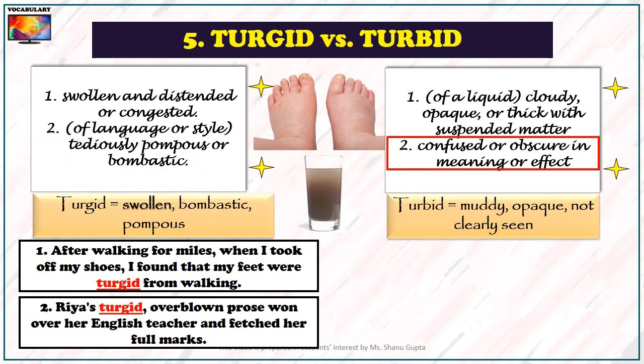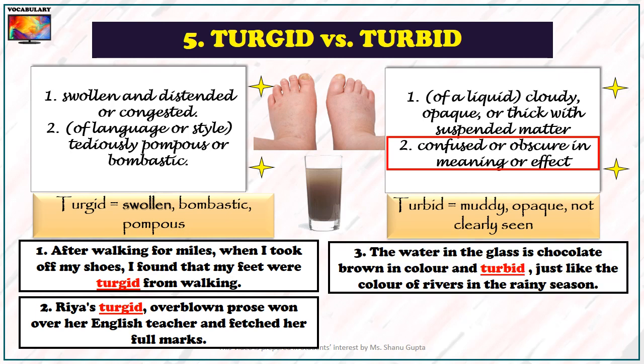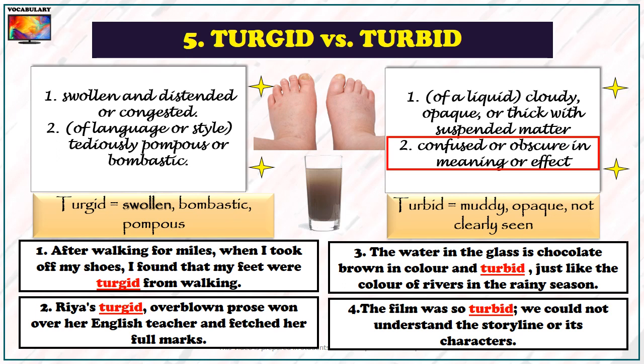Easy to memorize because if something is muddy, you won't be able to clearly see through it or understand it. So if your teacher says that your English essay is turbid, that means the meaning is not clear and you need to rework it. Another example, the film was so turbid, we could not understand the storyline or its characters.